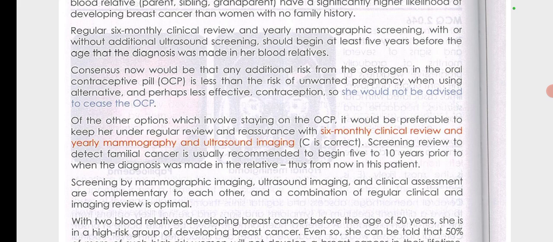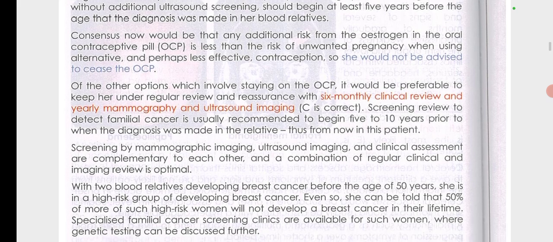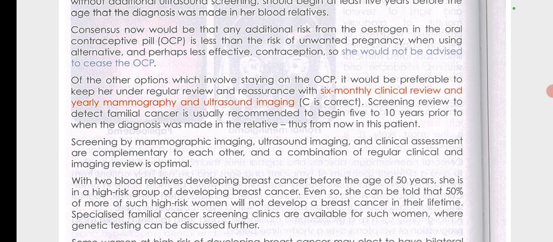Consensus now would be that any additional risk from the estrogen in the oral contraceptive is less than the risk of unwanted pregnancy when using alternative and perhaps less effective contraception. So she would not be advised to cease the OCP. Of the other options, which involve staying on the OCP, it would be preferable to keep her under regular review and reassurance with 6 monthly clinical review and yearly mammography and ultrasound imaging. So option C is correct, which is 6 monthly clinical review and yearly mammography and ultrasound imaging.